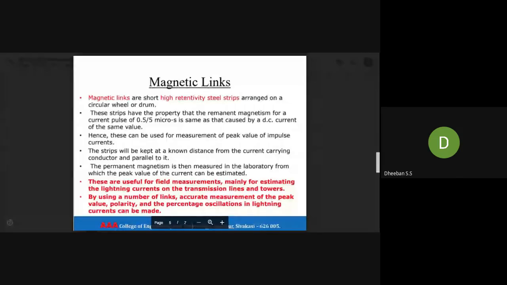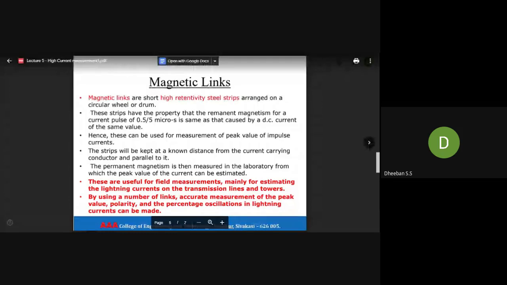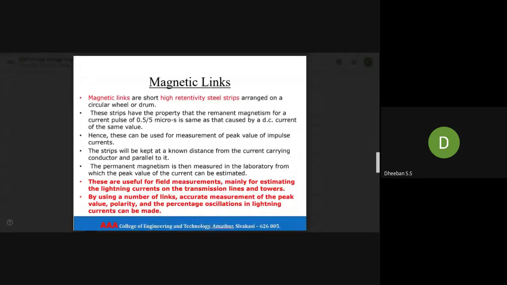So next one is your magnetic links. What are these magnetic links? These magnetic links are nothing but short retentive steel strips. We have already seen the series resistance concept in your high DC voltage measurement. Similar to that, here also we will be making use of such kind of arrangement. So magnetic links over here are short, high retentive steel strips.